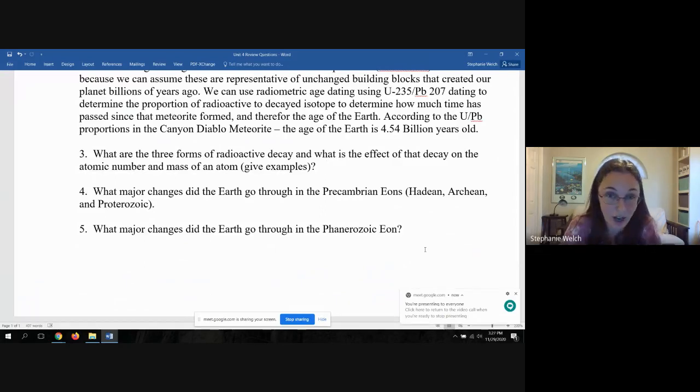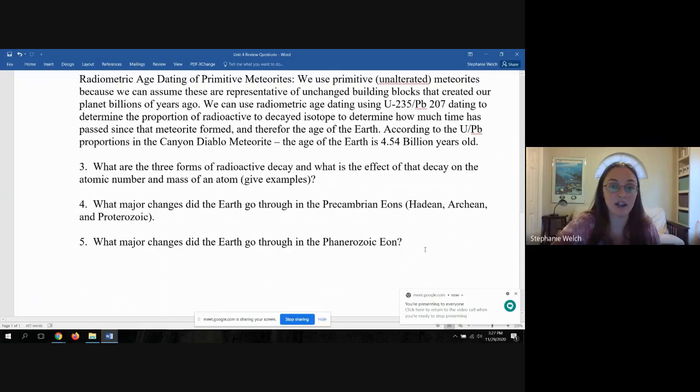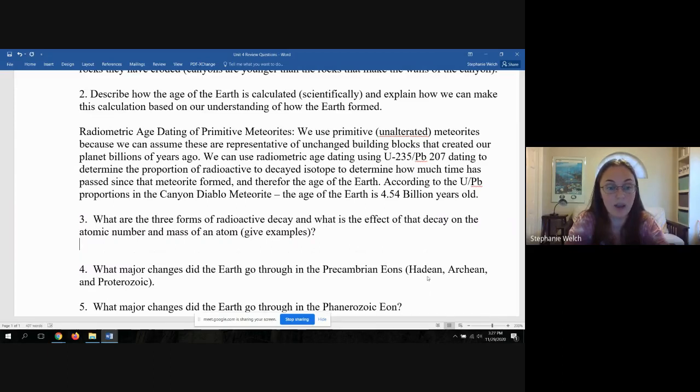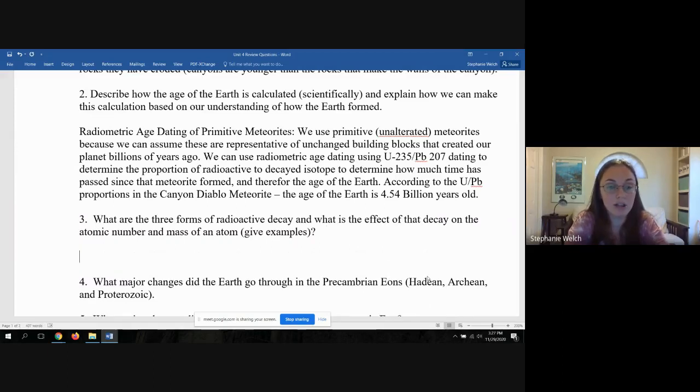It's a little dry for an extra credit assignment question, honestly. You know, if I was just looking for more fun, juicier answers, I probably would have picked the second one instead. But I thought this third one would be more useful because it's more directly related to some potential exam questions. So the question is, what are the three forms of radioactive decay, and what is the effect of that decay on atomic number and mass of an atom? Give examples.